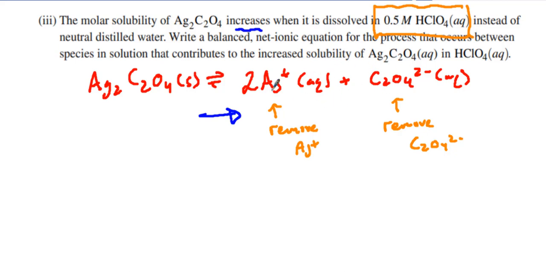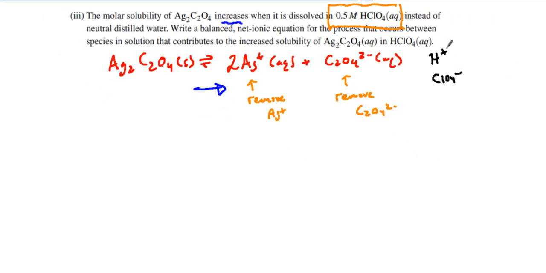We're supposed to write a balanced net ionic reaction for what's going to happen. So think of our 2 options. Our first option is to take this strong acid, HClO4, and remember that HClO4 is a strong acid, which means it's going to dissociate 100% into ClO4 minus and H plus. It breaks up 100% into these ions.